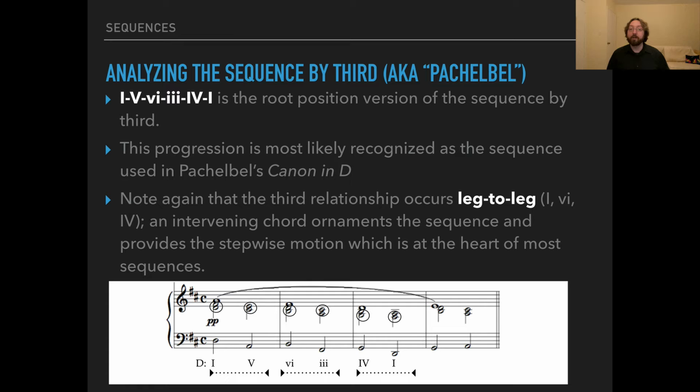You'll also know this progression from the Pachelbel canon. So we hear that as 1, 5, 6, 3, 4, 1. That was, in fact, the root position version of those chords that we just heard in the Beethoven. And as I mentioned, likely most recognizable as Pachelbel's canon in D. Again, note that the third relationship occurs leg to leg. 1 to 6 to 4 before we cadence.